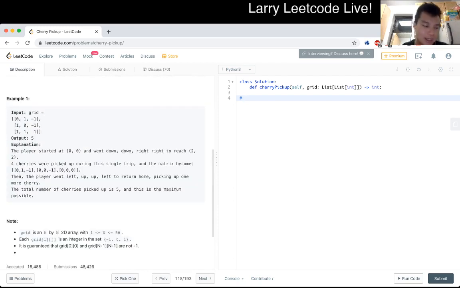So I think you could actually run, I mean, in this case, it is symmetric in that going from the beginning to the end is the same as going from the end to the beginning in terms of cherry pickup. So in this case, I would simplify this: instead of going from the top left to the bottom right and then back to the beginning, you could think of it as going twice from the beginning to the end, right? So that's the first optimization I would think.